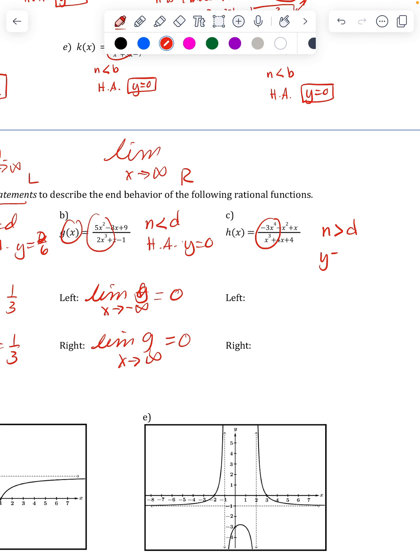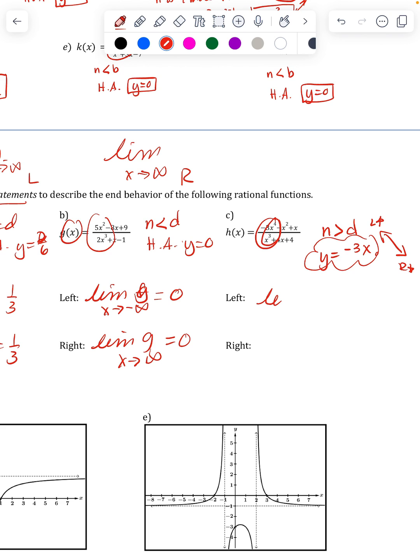So then I'm going to look at -3/1 and then x to the minus 3 power. So if you look at this, you end up with just -3x. So if you know that's a line going down, that means your left end is going to be going up and your right end is going to be going down because it's following that slant asymptote at the end.